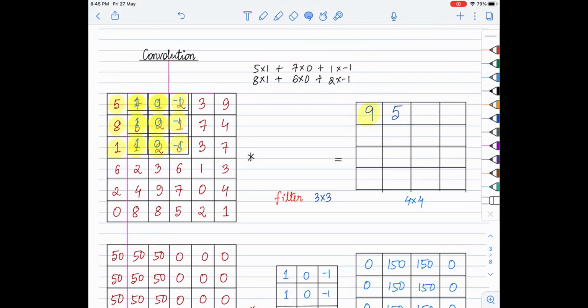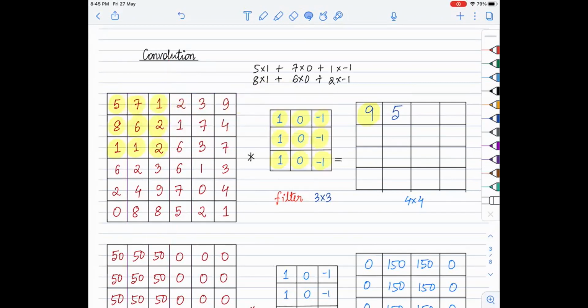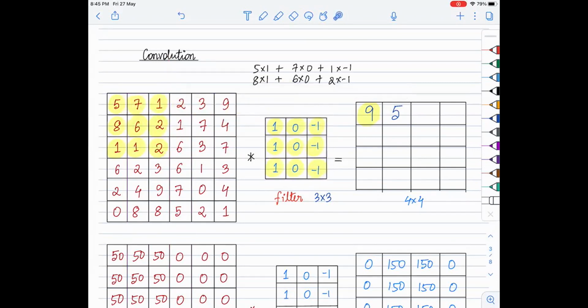It has some filter, it has some image. It's doing some crazy computation. We don't know why. We'll try to understand. Then it shifts this filter by one step and again does a similar computation, and it again finds that the number is say 5, and it puts a number here.